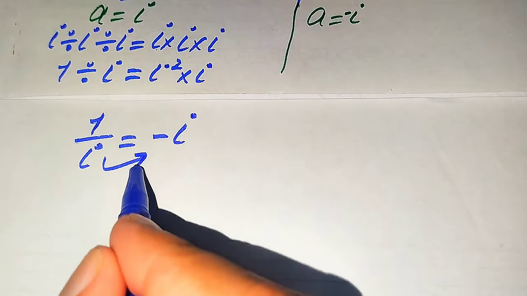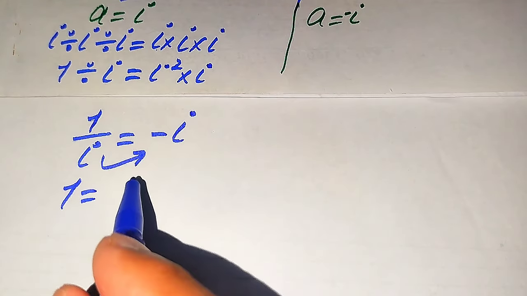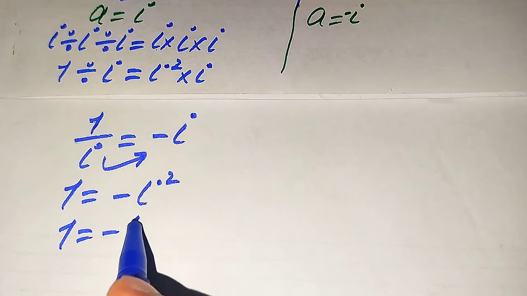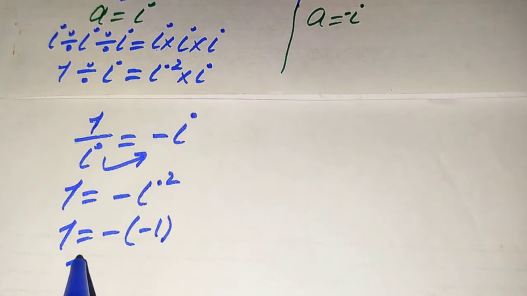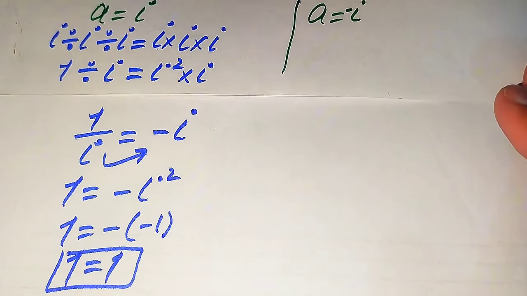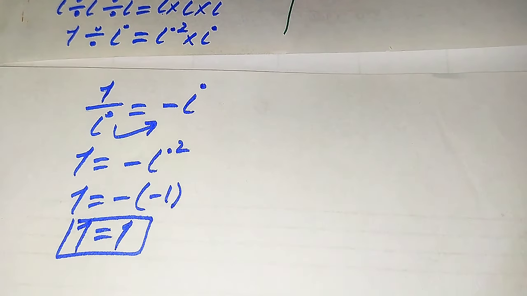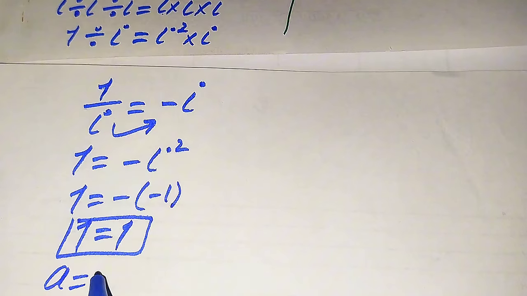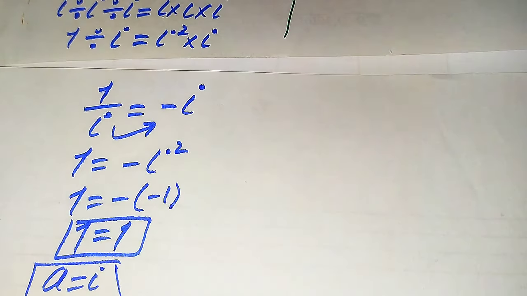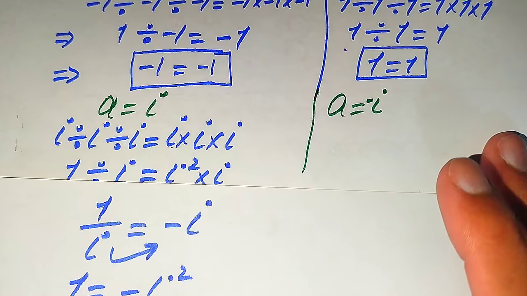So here we move this iota to the right hand side, and we get 1 equals minus iota square, and iota square becomes minus 1. So we get 1 equals 1. So this shows that the value a equals iota also satisfies our given question statement. And now we will verify the fourth and last value of a.